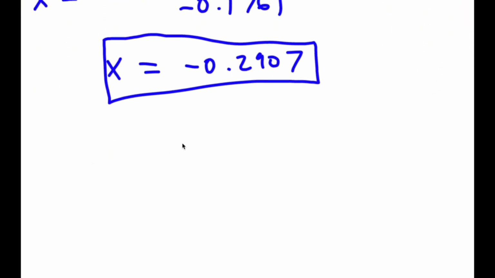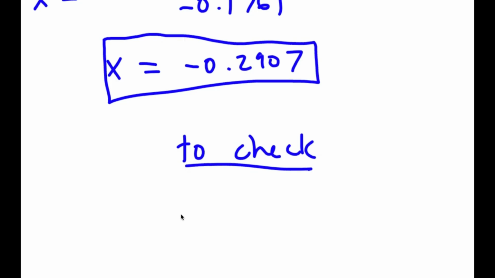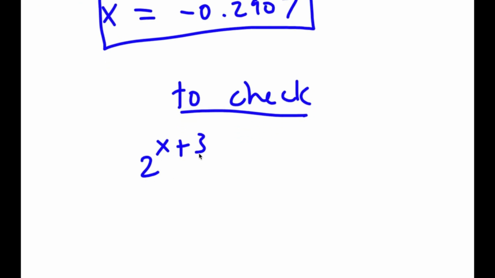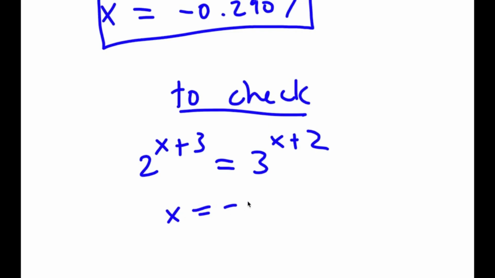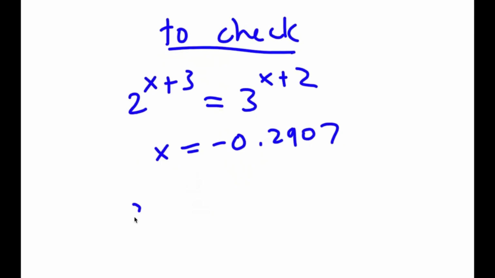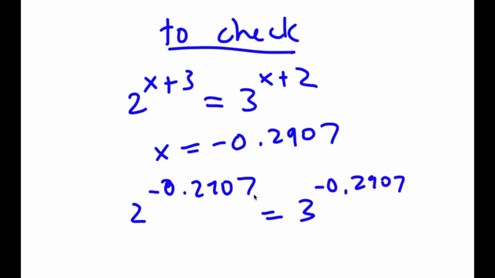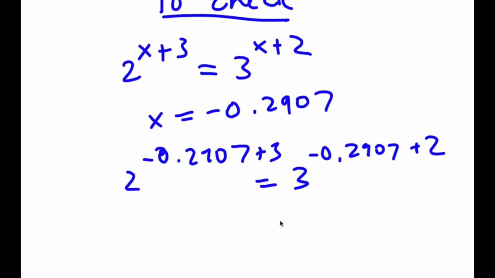Now, to check, I'm going to plug in the value for x into the original equation. So I have 2 to the power of x plus 3 is equal to 3 to the power of x plus 2. And remember, x is equal to negative 0.2907. So now I have 2 to the power of negative 0.2907, which is equal to 3 to the power of negative 0.2907. And I forgot the plus 3 and plus 2.